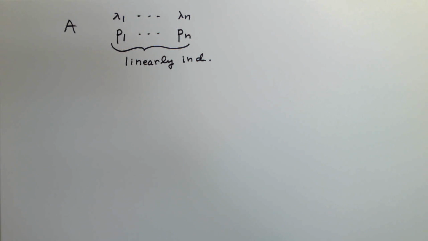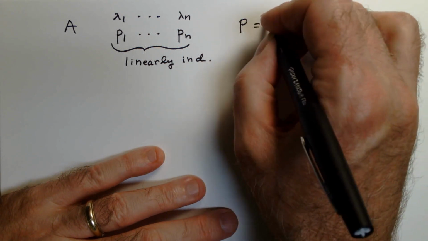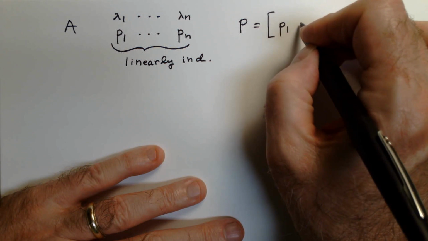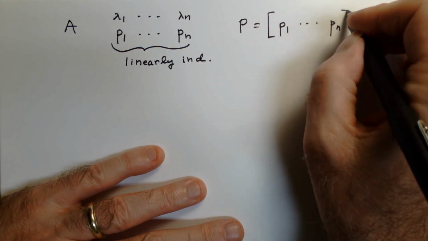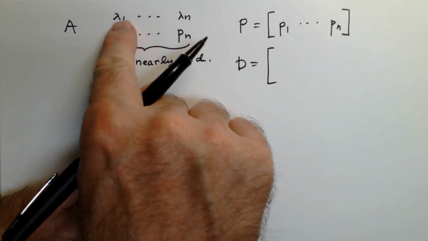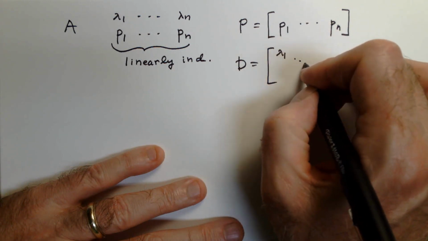Now, what we need to do is come up with candidates for an invertible matrix P and a diagonal matrix D, and show that A can be written as P times D times P inverse. Here are the choices of P and D that are going to work for us. First, I want to let P be the matrix with columns given by these eigenvectors, P1 through Pn. And I want D to be the diagonal matrix that I get by taking these eigenvalues in exactly the corresponding order and putting them on the main diagonal.